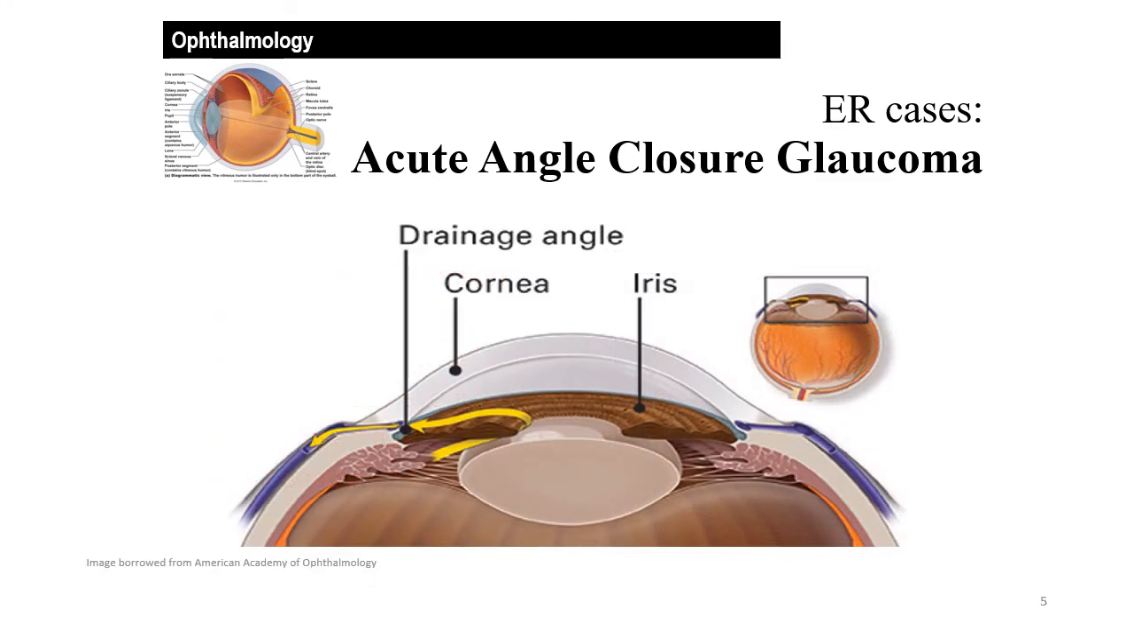Remember, aqueous fluid is produced by your ciliary body, flows through the pupil and onto the anterior chamber. To maintain a normal intraocular pressure, excess aqueous fluid is drained by your trabecular meshwork. The trabecular meshwork is found in the angle of the eye, which is formed by the cornea and the iris.